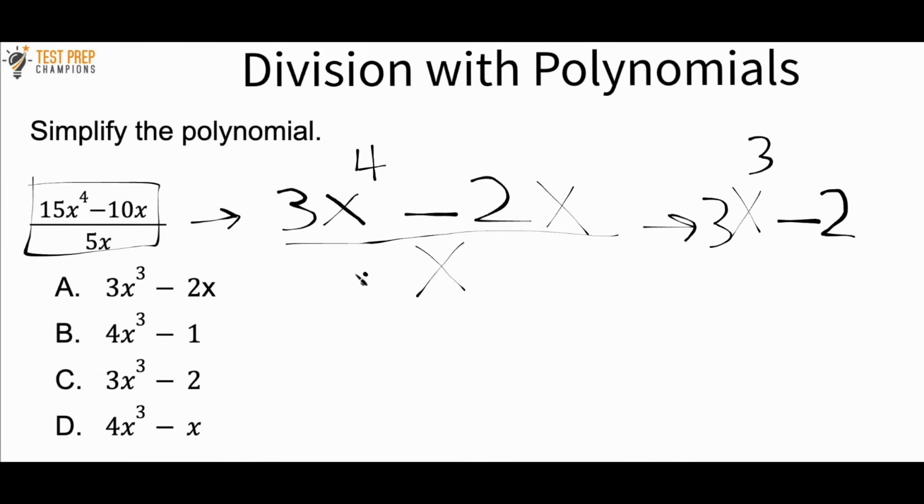But just to cover all of our bases here, I just wanted to show you that you could start by just dividing by the smallest number and then worry about the variable after that. So that's one way to do it. So again, C is the correct answer here.